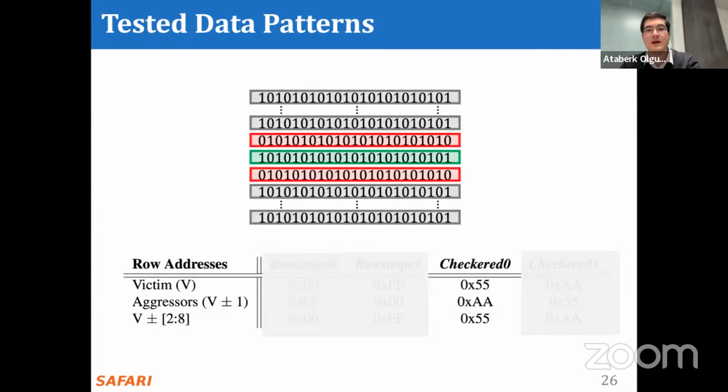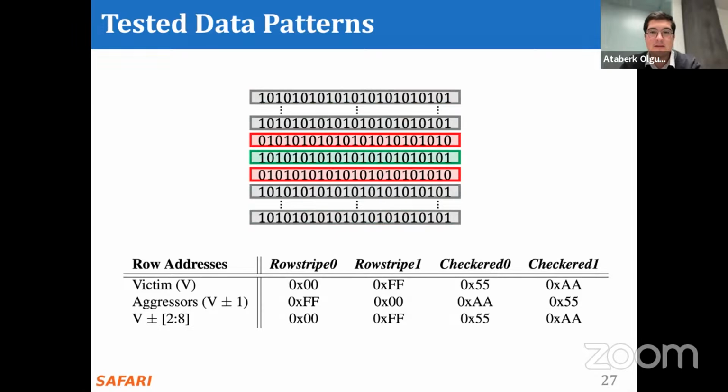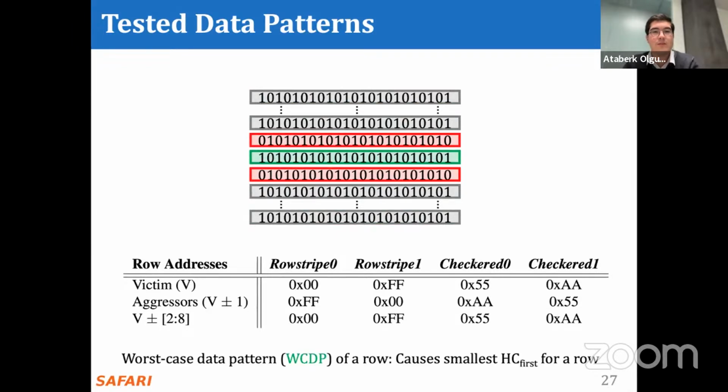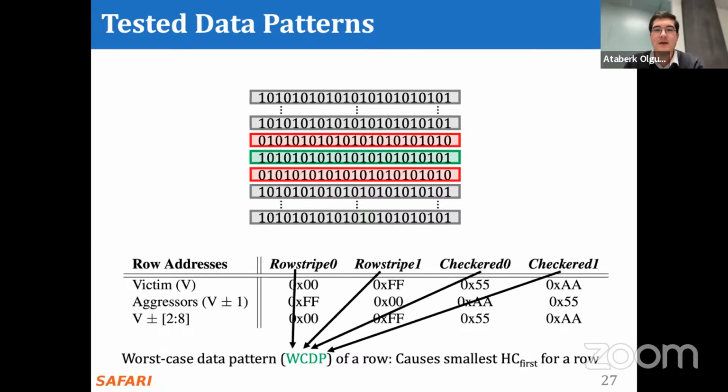And here's another example showing what happens when we use the checkered 0 data pattern. And we use these 4 data patterns, and we determine the worst case data pattern for each tested DRAM row as the data pattern that causes the smallest HC first value, or smallest number of aggressor row activations to induce the first bit flip. And this data pattern can be any of these 4, but it's not a different data pattern that we don't show you here.